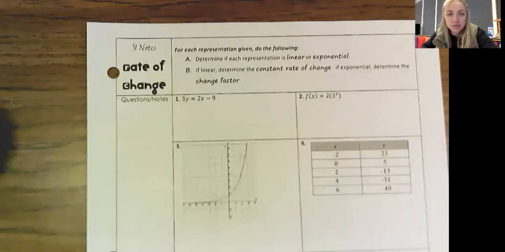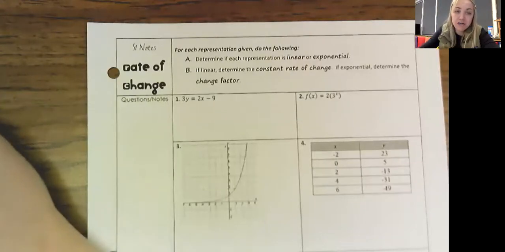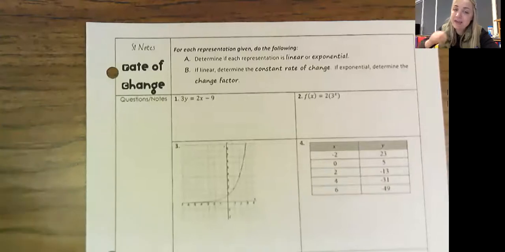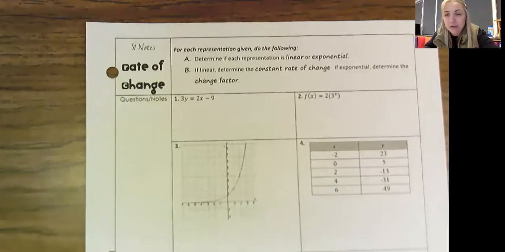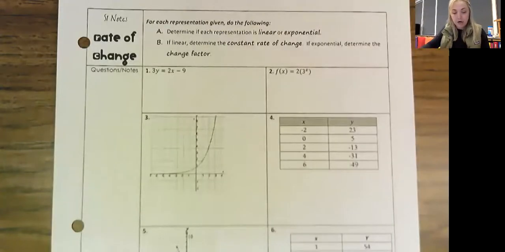Okay. For each representation given, do the following. First, you are going to determine if it is linear or exponential. If it's linear, you're going to tell me the constant rate of change. And if it's exponential, you are going to determine the change factor. So let's start with number one.